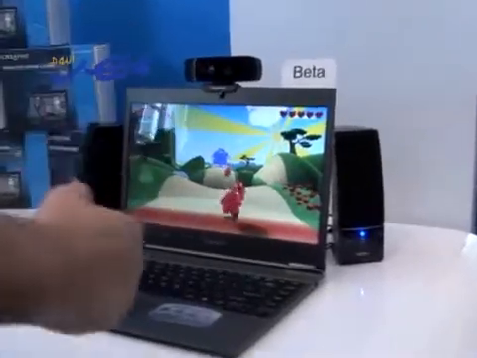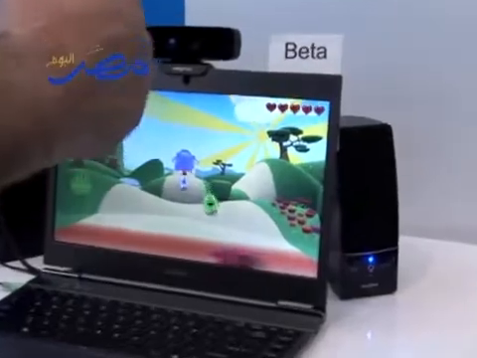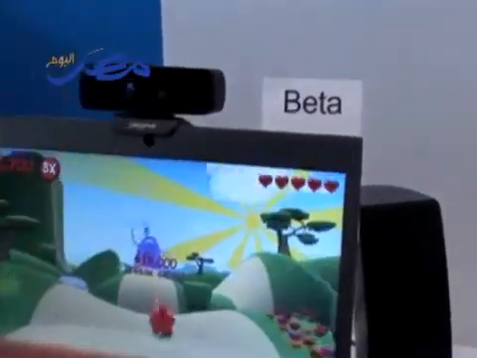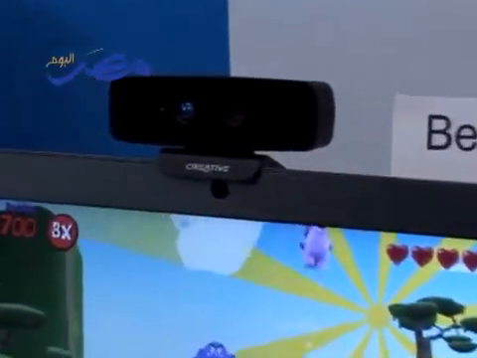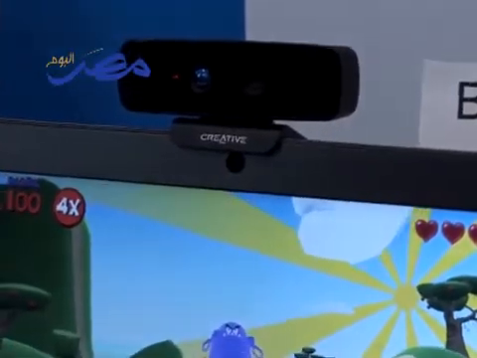And as you can see, the camera itself is a USB powered camera, and it works off a single USB port, and it's about 2 watts of power.